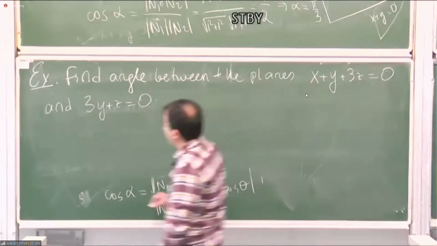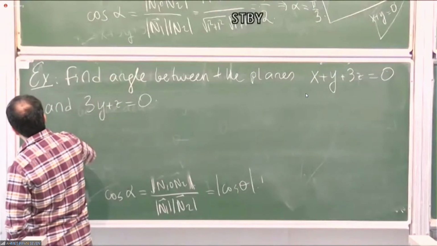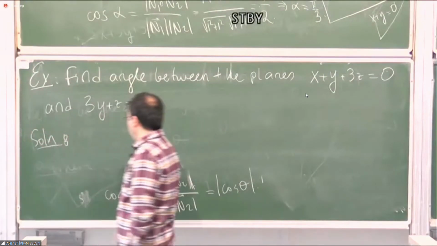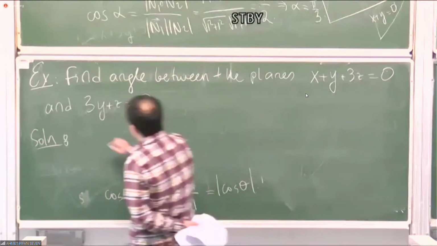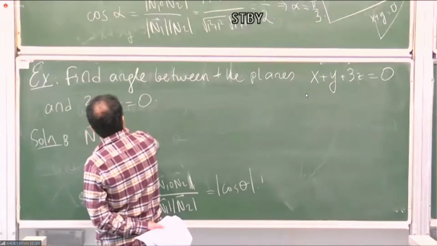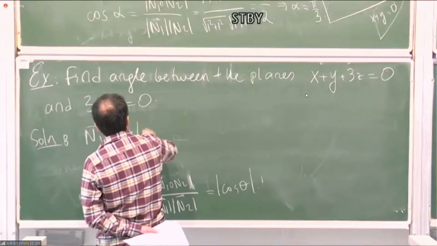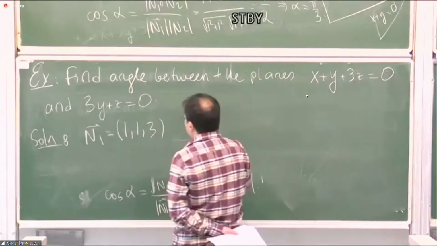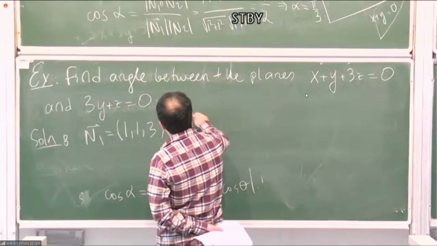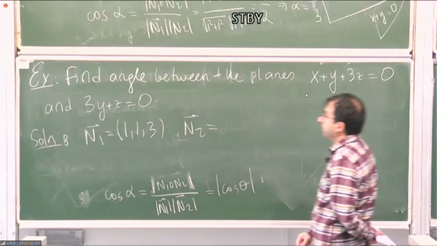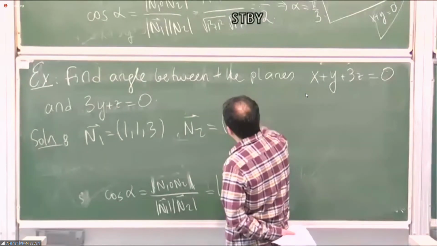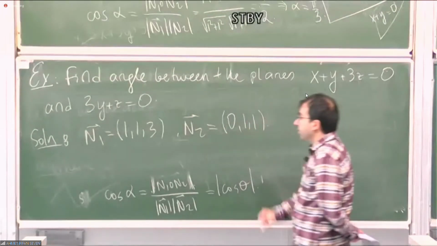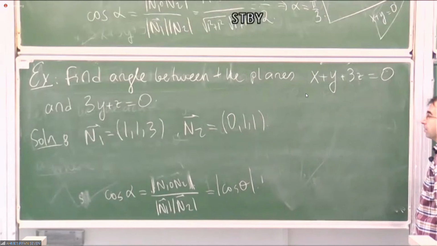Okay, solution. We need to compute the angle between the normal vectors. So let's write the normal vectors. N1 is 1, minus 1, 3. N2 equals 0, 1, 1. All right.